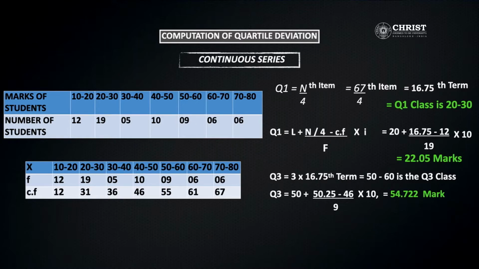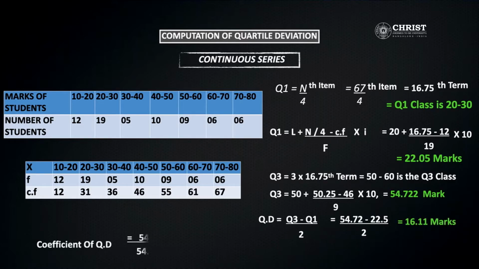Now quartile deviation is equal to Q3 minus Q1 divided by 2. That is equal to 54.72 minus 22.5 divided by 2, that is equal to 16.11 marks. Now coefficient of quartile deviation, we know that Q3 minus Q1 divided by Q3 plus Q1 is the equation. Substituting the values, 54.72 minus 22.5 divided by 54.72 plus 22.5, that is equal to 0.4172.